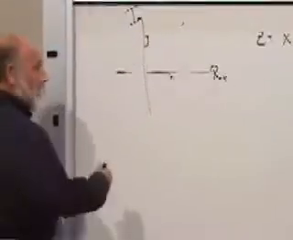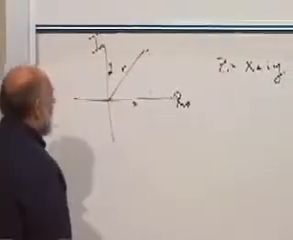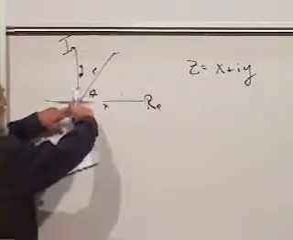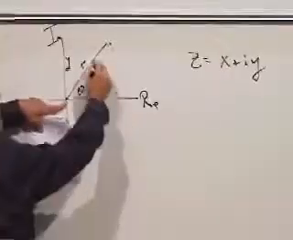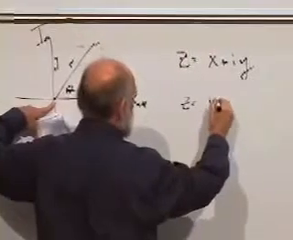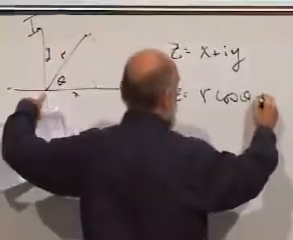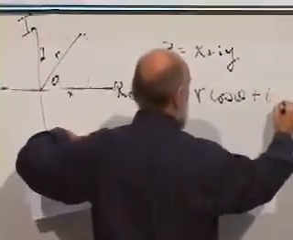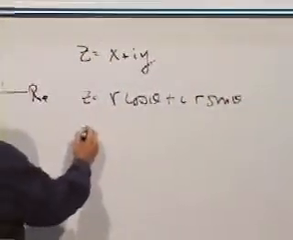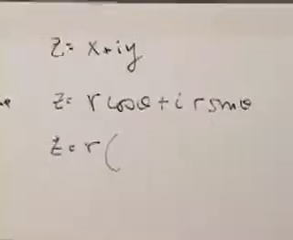Okay. We could also represent it another way. We can represent it in terms of a distance, which we can call r, and an angle that we can call theta. Okay. And now, just from elementary trigonometry, the distance x is r times the cosine of theta. So x is r cosine theta, and y is r times sine theta. So iy is i times r sine theta, or in other words, we can factor the r out, and write that z is equal to r times (cosine theta plus i sine theta).